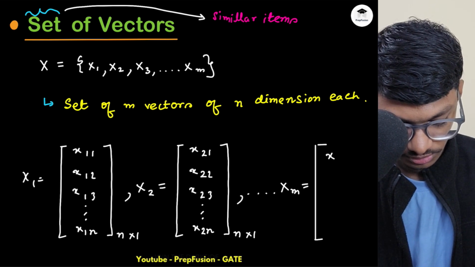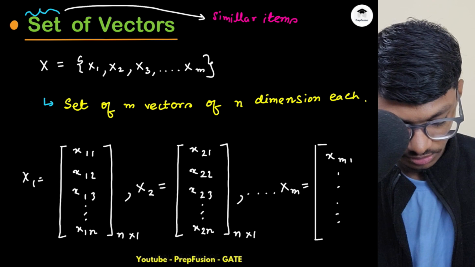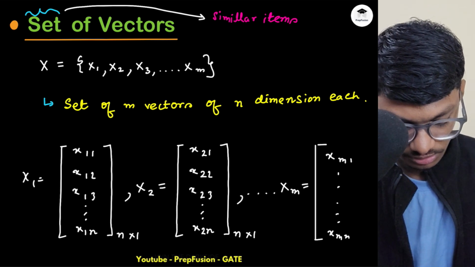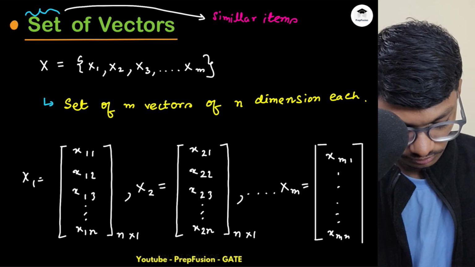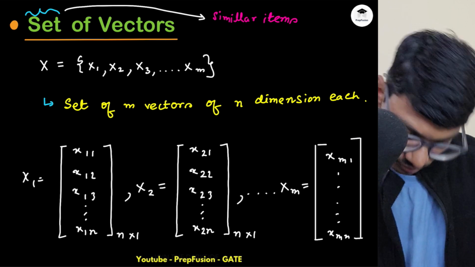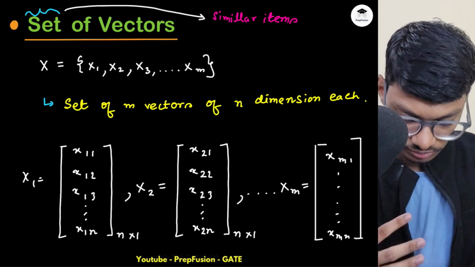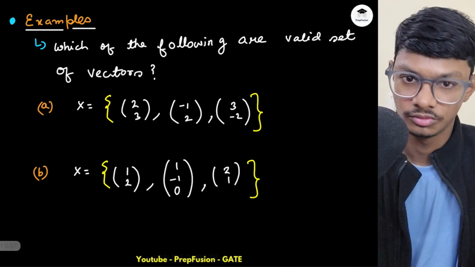So this will be x m1, then this will go on till x mn. Okay, so yeah, this is the case. Basically this is how you represent the set of vectors. Now let's do few examples and from there we'll understand.